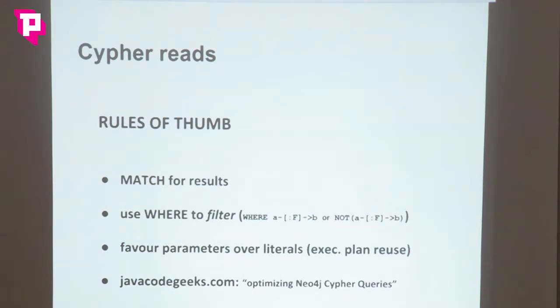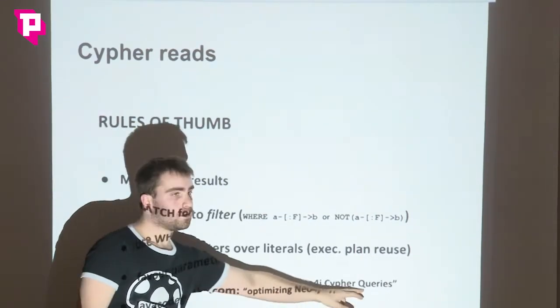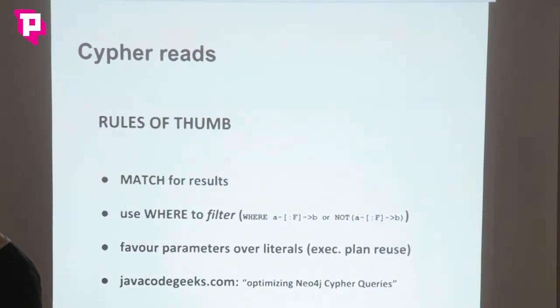Favor parameters, not literal values in your queries, then the execution plan can be cached and reused. And I really suggest you Google this article, it's very nice. It tells how someone who tried Cypher queries had performance issues and he explains how he improved them. So that's very interesting. The link was too long, so I just say Google that on this website. Very interesting.